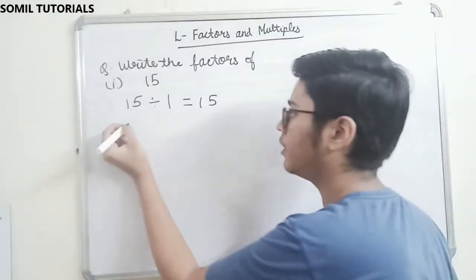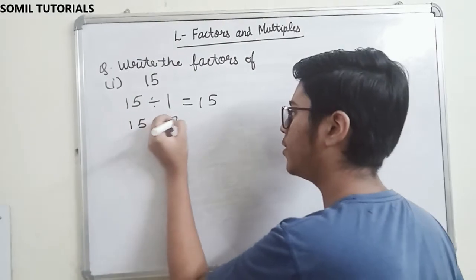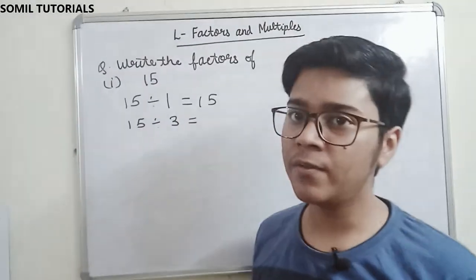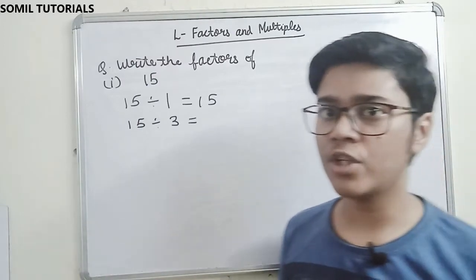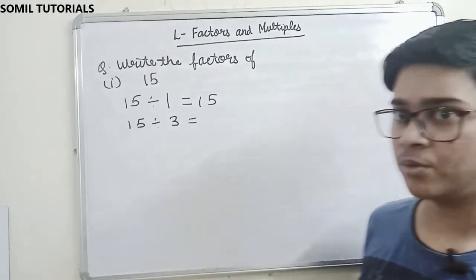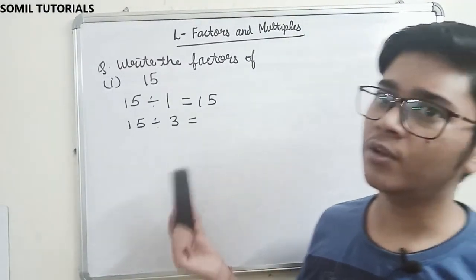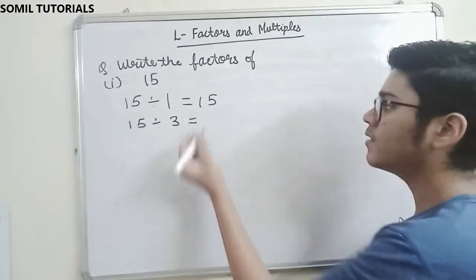Let us try for 3. 15 divided by 3. Okay. When you divide 15 by 3, you will get quotient 5 and remainder 0. If the remainder is coming out to be 0, we can write that it is a factor of 15. 15 3s are 5.